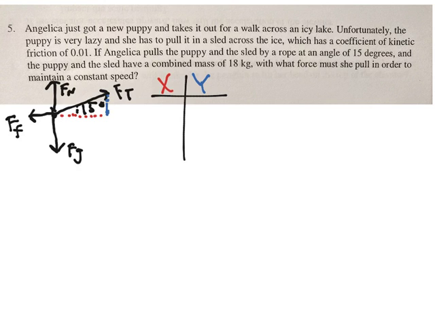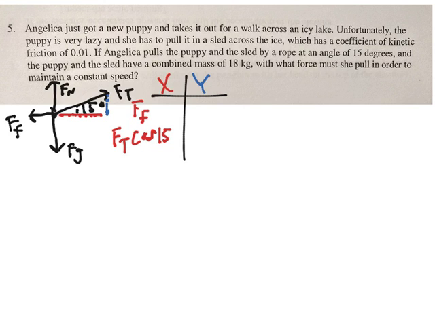So our X components would include things to the left and the right, so that would include force of friction, and it would include our tension, but not all of our tension, so think this is the adjacent side to the angle, so we'd use cosine of 15 times the hypotenuse, or also known as our force of tension.